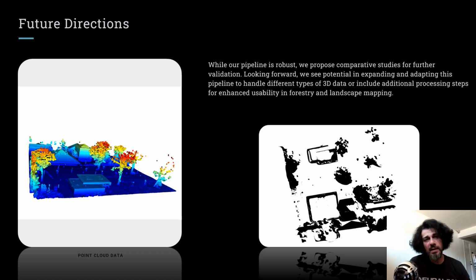For instance, we could introduce machine learning algorithms to automatically identify and classify features within the landscape, or we can integrate techniques to deal with specific challenges like multiple returns from LiDAR systems or the effects of varying atmospheric conditions.